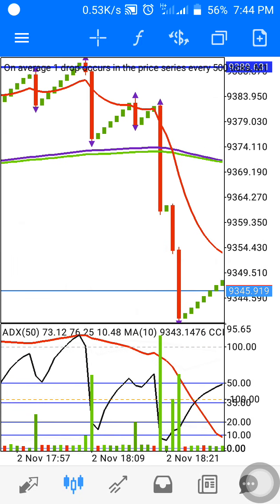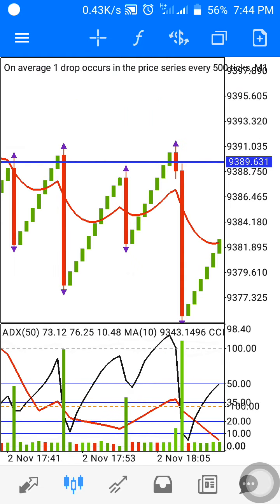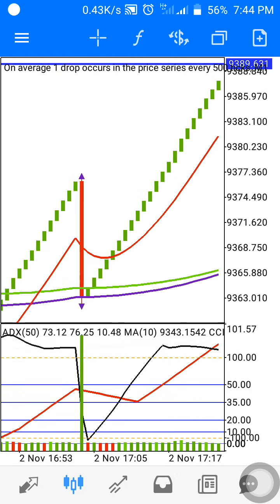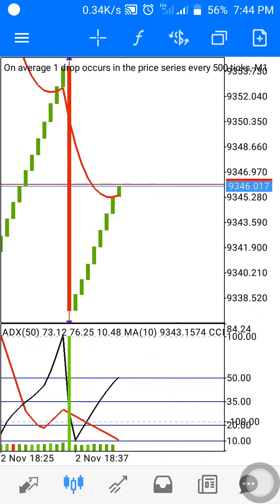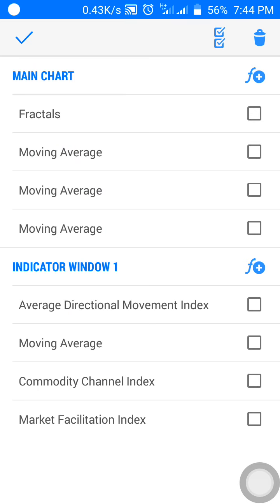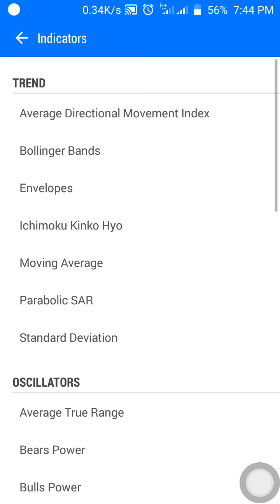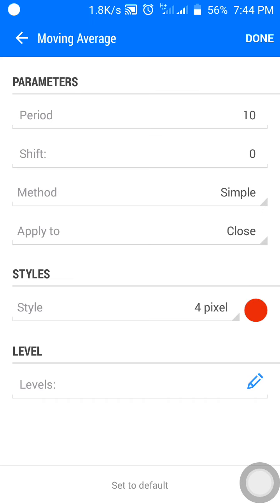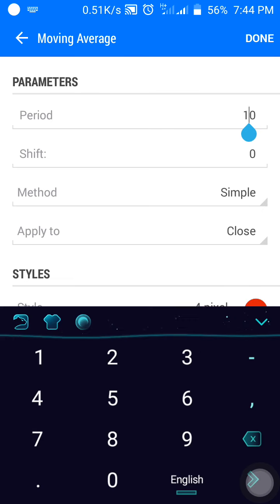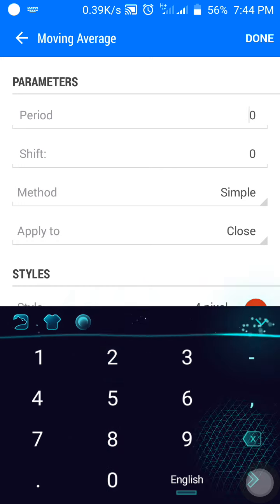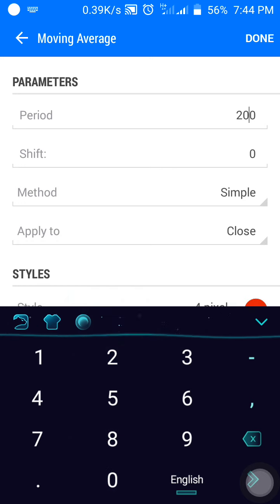When do we take a trade? We want to catch spike. Let me make this linear by removing all of these things and adding our average that we will be using. Average 200 exponential, price will close.